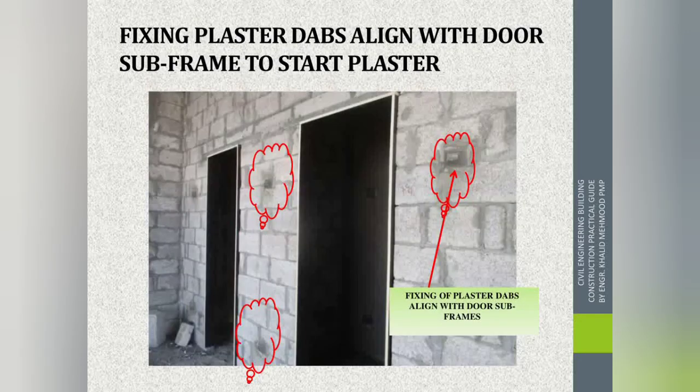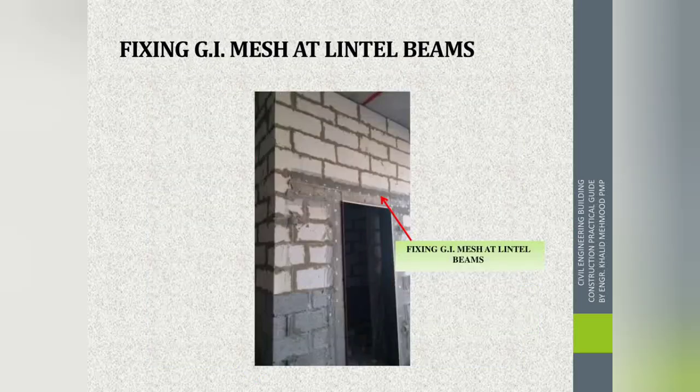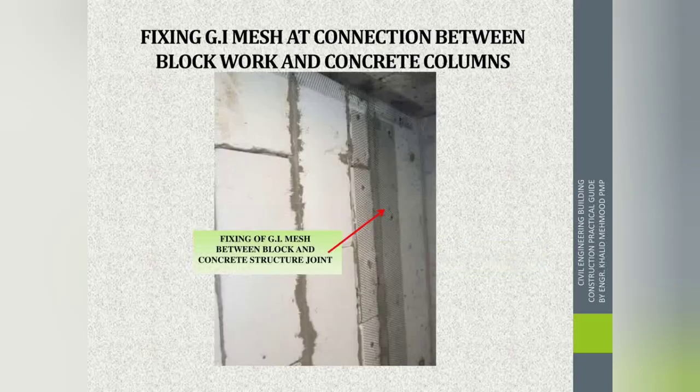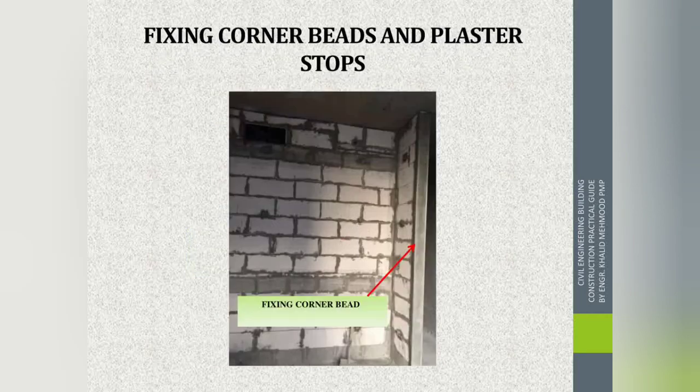So now this is the plaster preparation. We have fixed the plaster dabs, as you can see here. These are aligned with the door frames and they are aligned horizontally and vertically. This is our reference for the plaster. Here you can see we have fixed a GI mesh on the GI lintel, the concrete lintel and the block work. Here this is a GI mesh between the concrete columns and the block work. Here we have fixed the corner beads and the plaster stops.